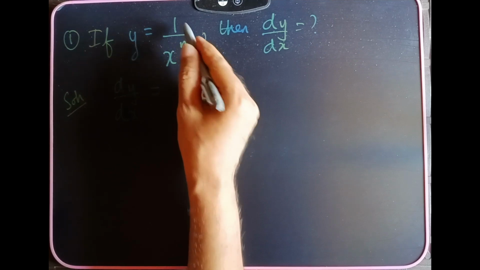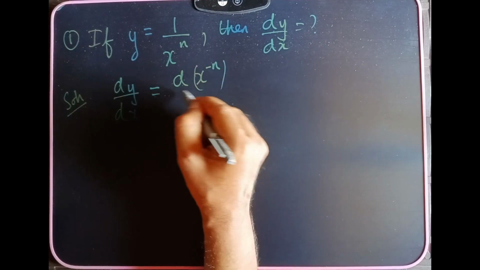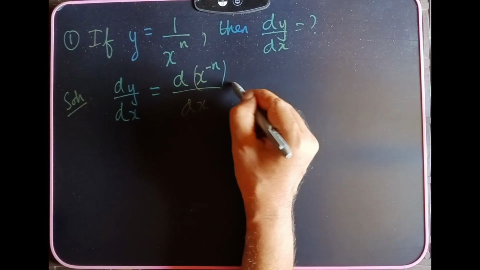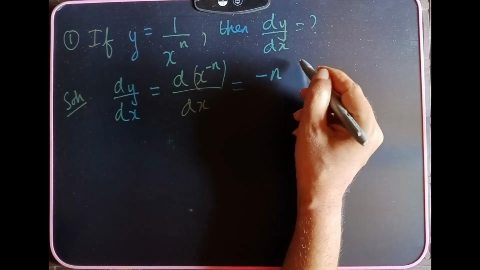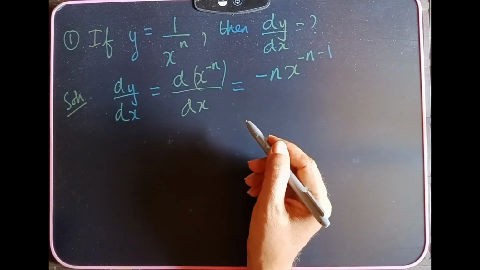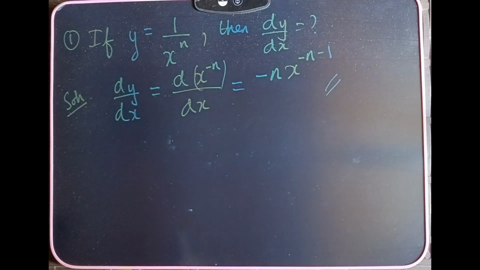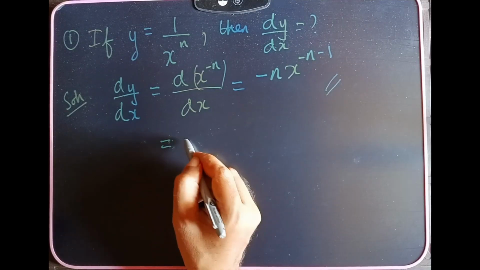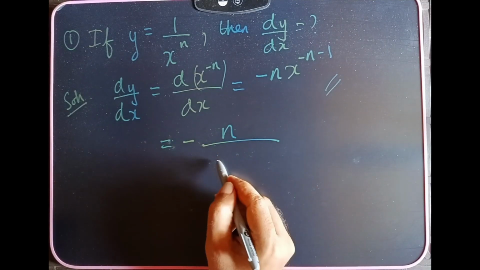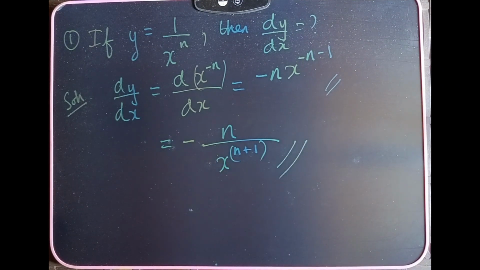dy by dx will be, when it comes to the numerator, it will become d x raised to minus n by dx. So this will become, by using the power rule, minus n x raised to power of minus n minus 1, and that is it, right? This is going to be your answer. This can be written as minus n divided by x raised to power of n plus 1. So now let us take one more problem. Shall we take one more problem? Okay, sir.